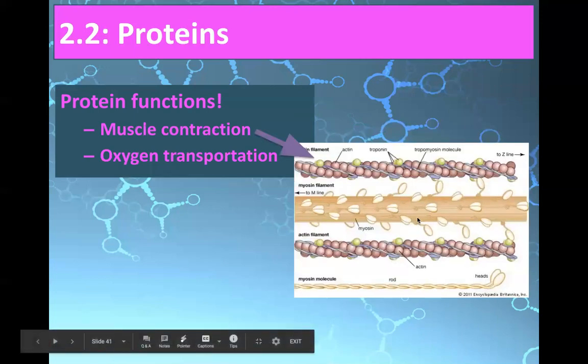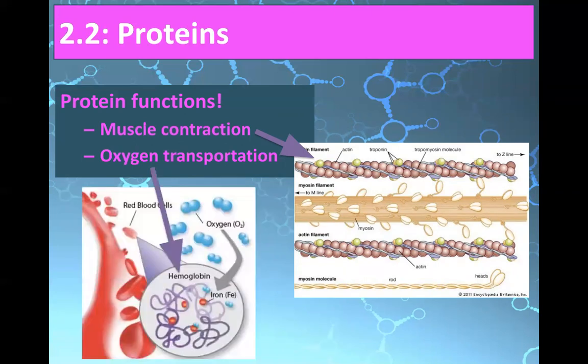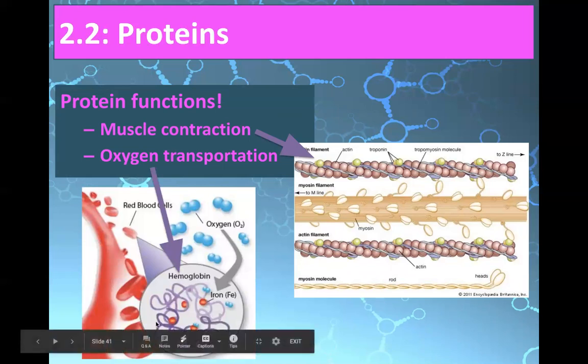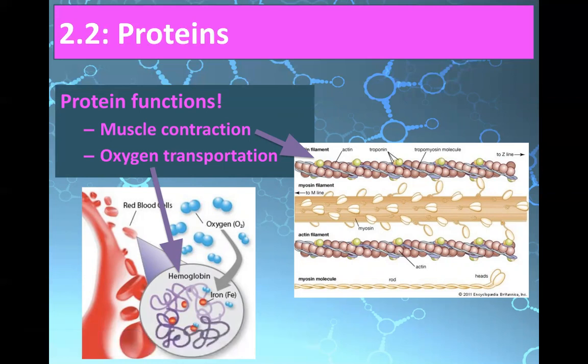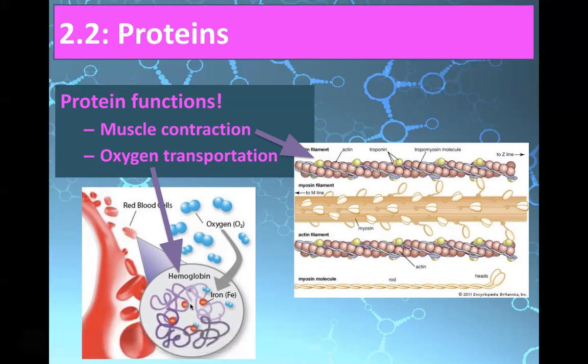Muscle contraction. This is a diagram that we'll look at much more closely whenever we get to the muscular system, but we've got myosin here, we've got actin here, and it's the interaction between these two that will cause your muscles to contract. Okay, there are other proteins like troponin and tropomyosin which help to regulate that process. Oxygen transportation, hemoglobin. So hemoglobin will attach to oxygen in your blood, okay, on your red blood cells, and allow your red blood cells to be able to carry the oxygen to cells that need it.